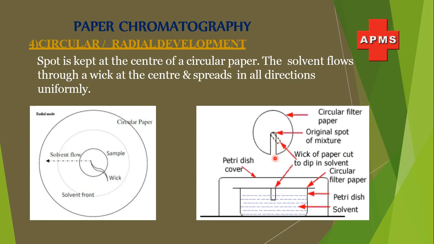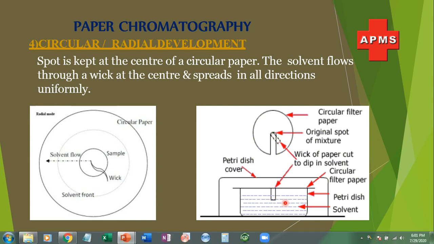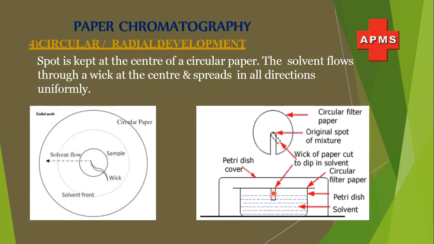It is a wick, which is formed by using a scissor, by cutting some portion of this round filter paper from this portion to the center portion. This wick will be dipped in the mobile phase, and the mobile phase goes upside due to capillary action, and finally it spreads radially all over the filter paper.